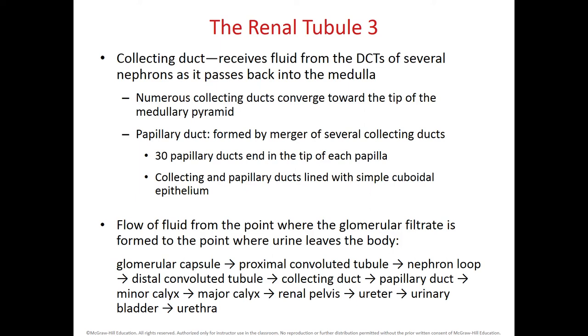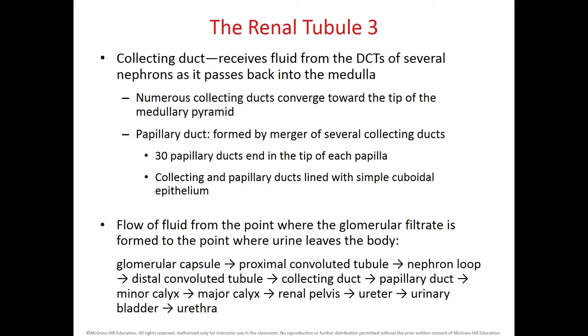Now the collecting duct will receive the tubular fluid from several distal convoluted tubules from several nephrons. And these collecting ducts will merge at the tip of the medullary pyramid, so it will merge at the papillary duct. And 30 papillary ducts will form the minor calyces. The collecting and papillary ducts are lined with simple cuboidal epithelium.